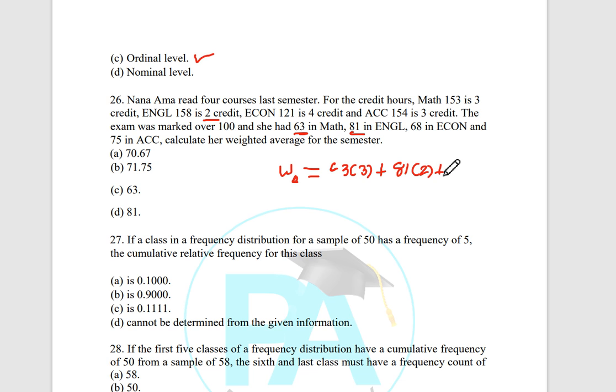Plus, what do you get in economics? That's 68. So you say 68 times, what's the credit hour for econ? That's 4 credit hours. 4 plus, then the last one, which is ACC, you got 75, right? Nanama had 75, so 75 times, what's the credit hour for that? The credit hour is 3, right?